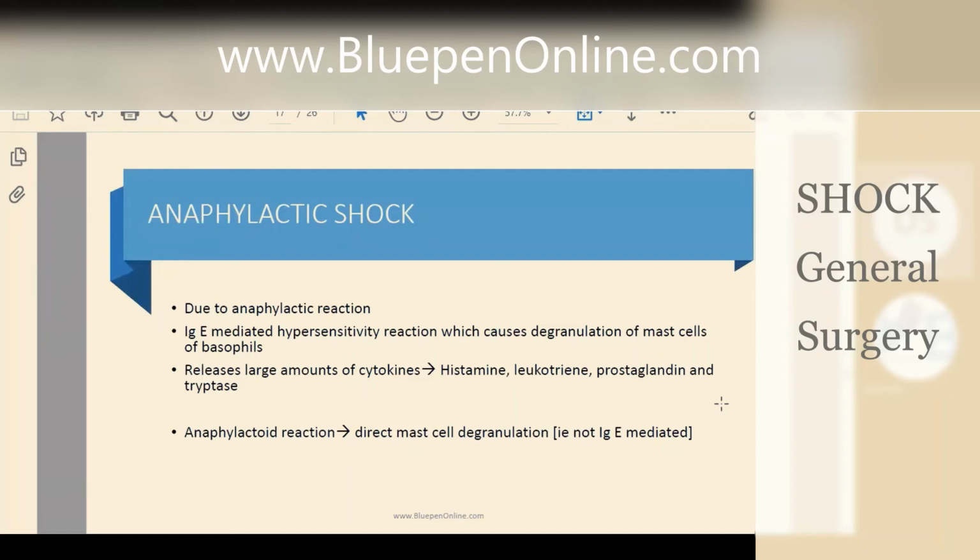Sometimes there is an anaphylactoid reaction. What do you mean by anaphylactoid? Apart from the anaphylactic reaction I told you about, there is something called anaphylactoid reactions. In an anaphylactoid reaction, there is no IgE stimulation. Here the mast cells of the basophil are directly stimulated, and the mast cells release cytokines, that is the interleukins, the prostaglandins, the histamines, the leukotrienes, and this will cause the anaphylactic type of reaction. They are called anaphylactoid reactions because the IgE is not stimulated.